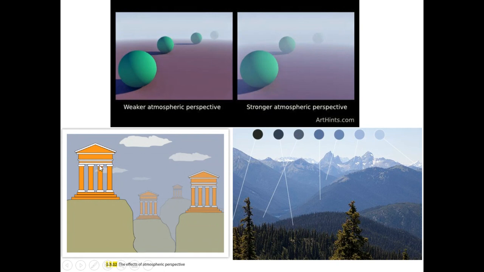I can do it by simply making things smaller as they go away from me, but if I make them smaller and lighter and grayer and duller, it makes the illusion stronger. Even this diagram of a Greek temple is a pretty convincing illusion because the things in the background seem to almost fade into the distance.